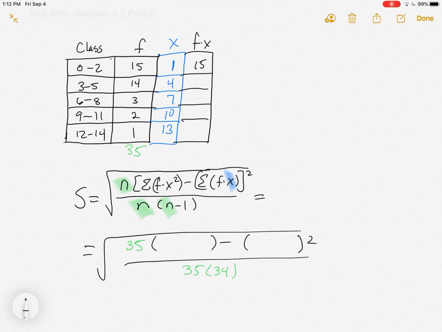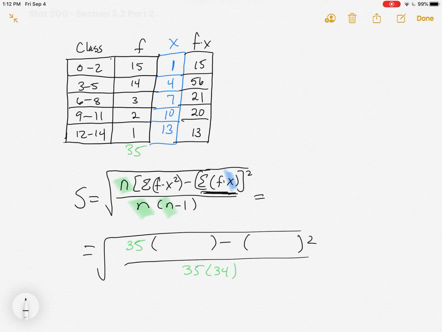Well, 15 times 1, that's 15. 14 times 4, 56. 3 times 7, 21. 2 times 10, 20. 1 times 13, 13. And we just need to add those, right? Because this is asking us to add up.